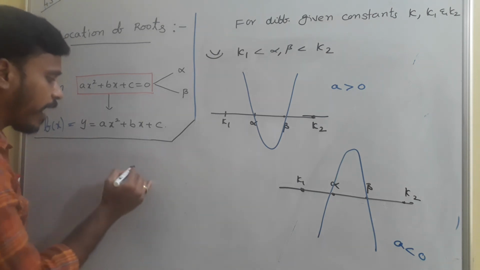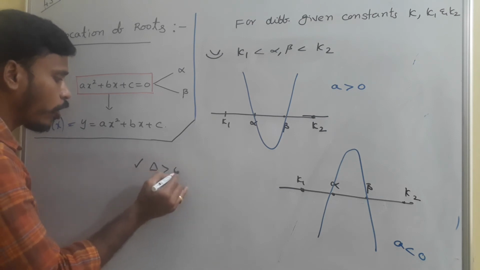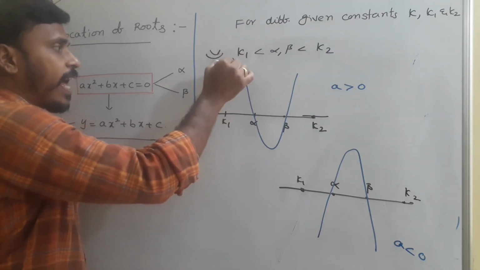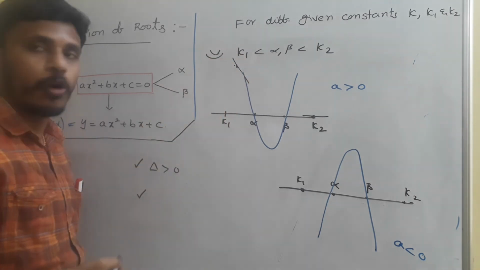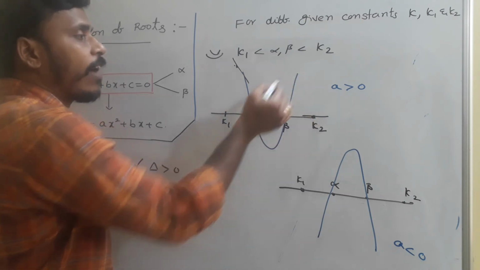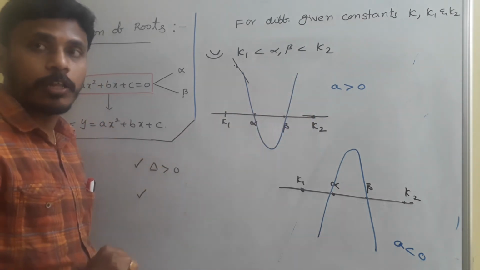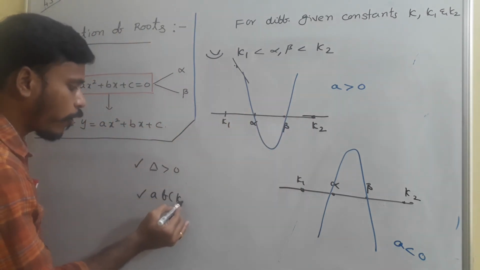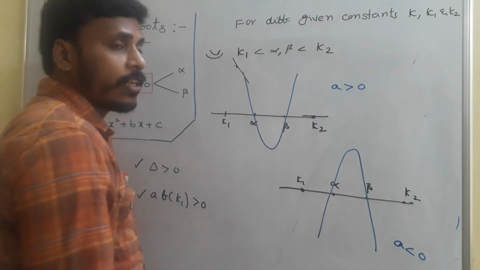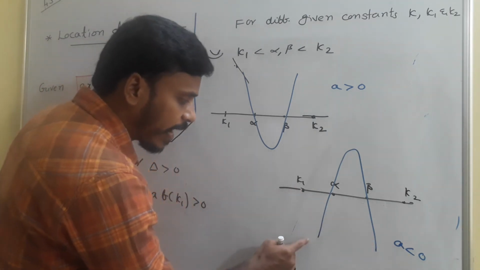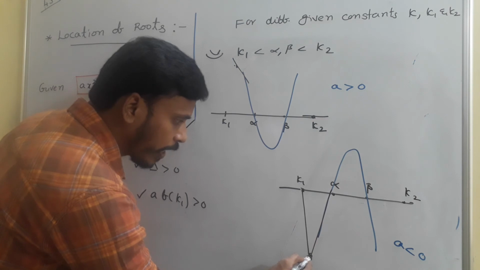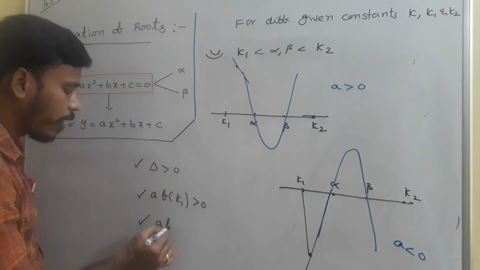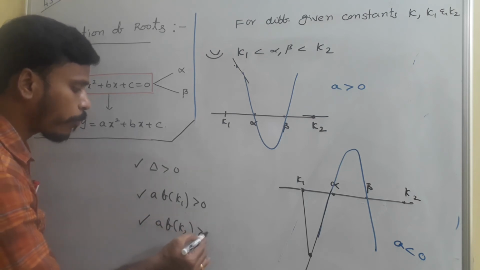The first condition is that delta is greater than 0 because two roots exist. Coming to the second condition, at K1 the graph is above the x-axis, f of K1 positive. At K2 the graph is above the x-axis, f of K2 is also positive. A positive, f of K1 positive, so A into f of K1 positive. The same thing happens here also. A negative, at K1 the graph negative, so f of K1 negative. Negative into negative is positive. And another condition, A into f of K2 is also positive.